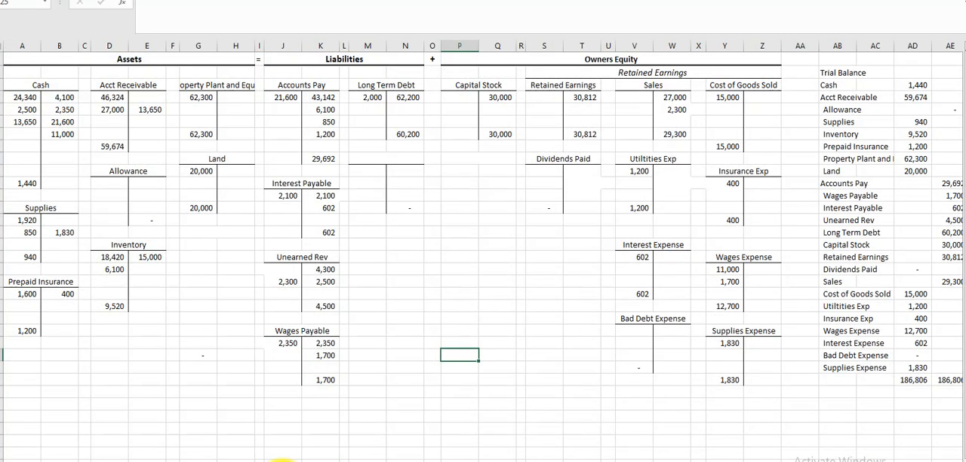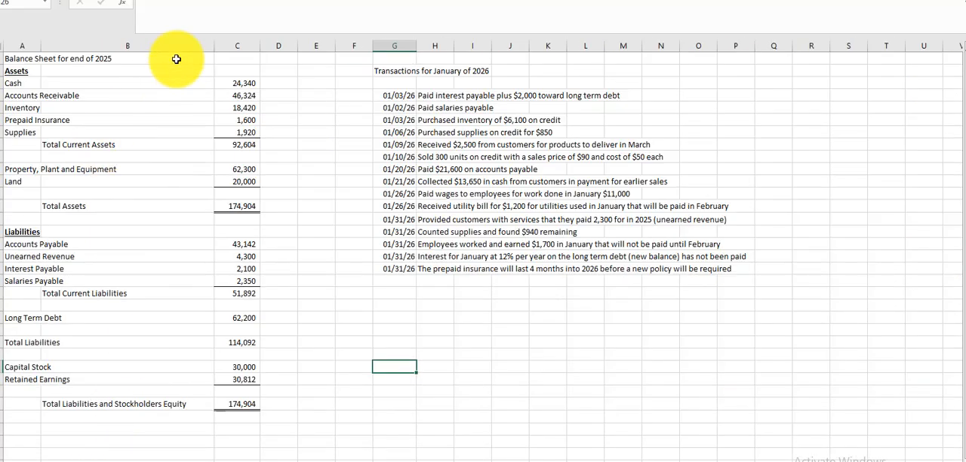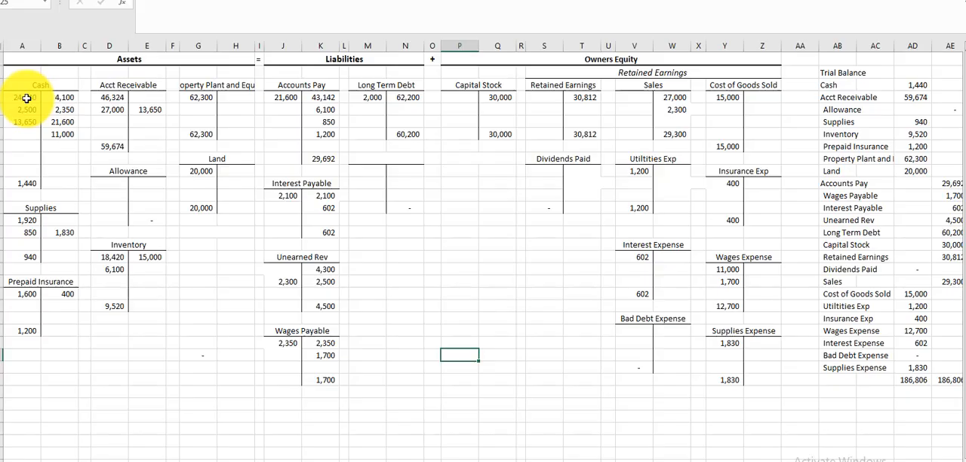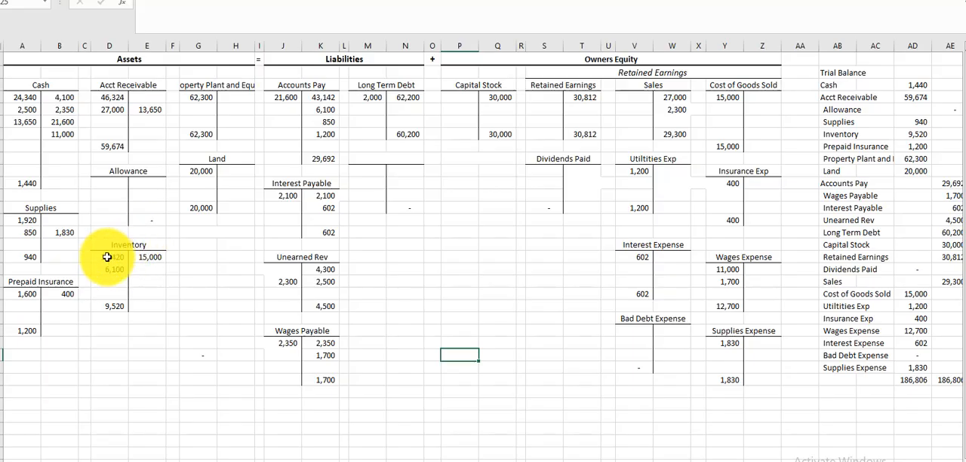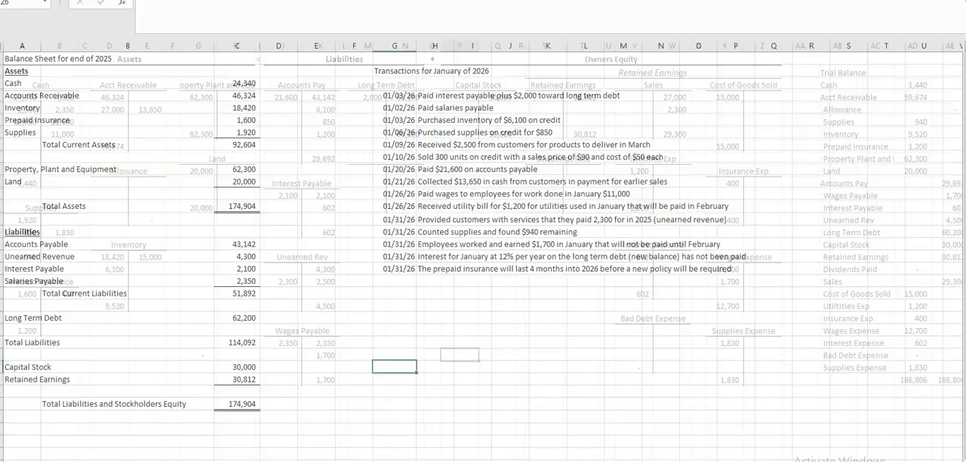Now, I have already put them in, okay? So let's quickly look at how we would have done this. Notice that in the beginning balance, we take the cash from 2025 and we put it as a debit because it's an asset, and the normal balance for an asset account is a debit. And the same thing with accounts receivable. See, now it makes it pretty easy if we keep them all kind of together, right? So the next asset is inventory, and we keep the inventory here with assets, and there's the 18,420, 1,920 for supplies, and the 1,600 for prepaid insurance. Then the long-term assets, if we keep that separate, 62,300.